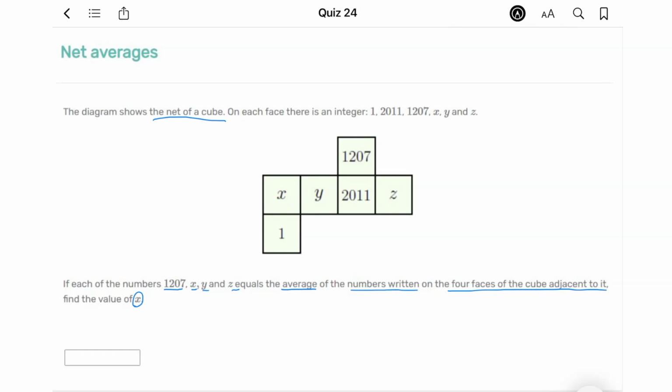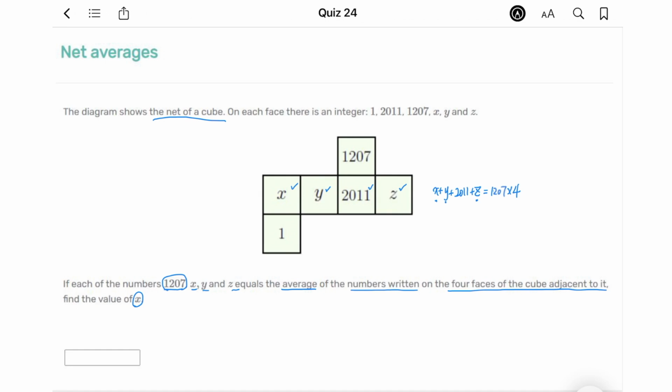First, let's look at how to use the average number 1207. Since 1207 is the average of the four numbers on the faces adjacent to it, the sum of these four numbers must be 1207 times 4. However, solving directly for three unknown numbers x, y, and z is not easy, so we need a simpler way to avoid that.